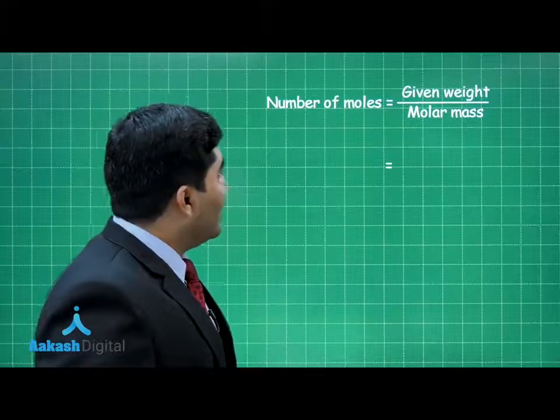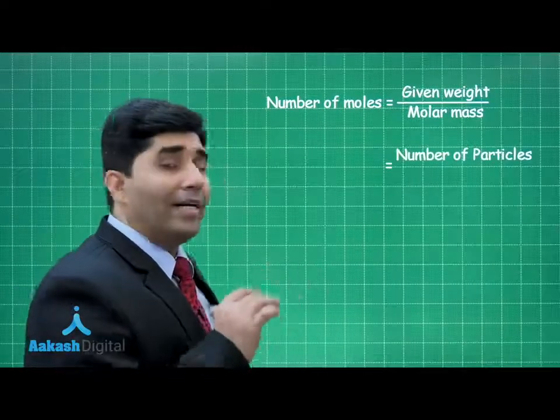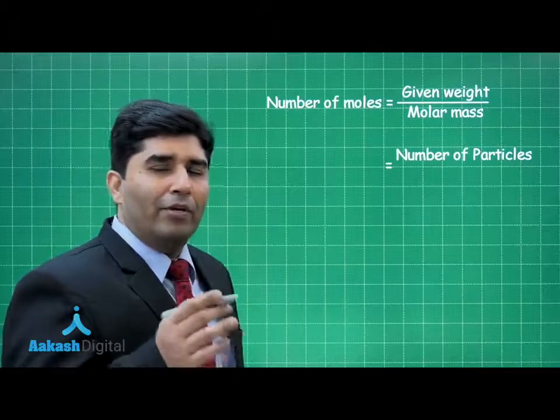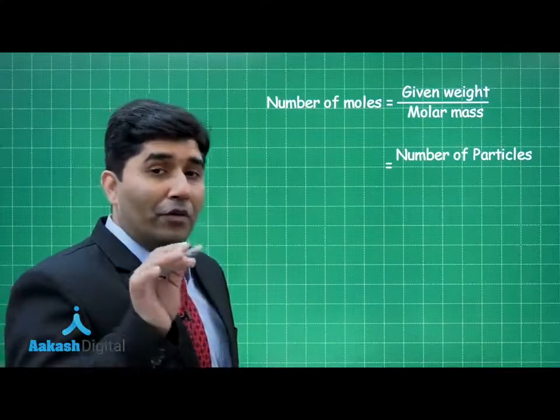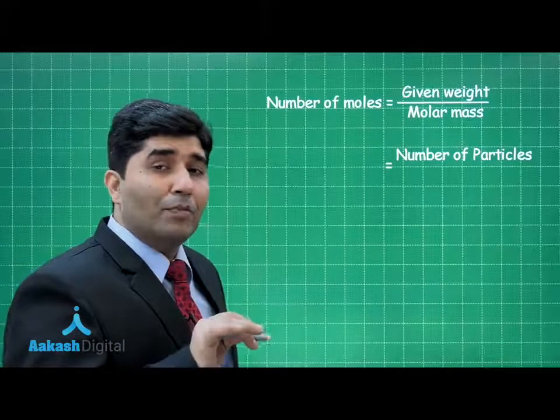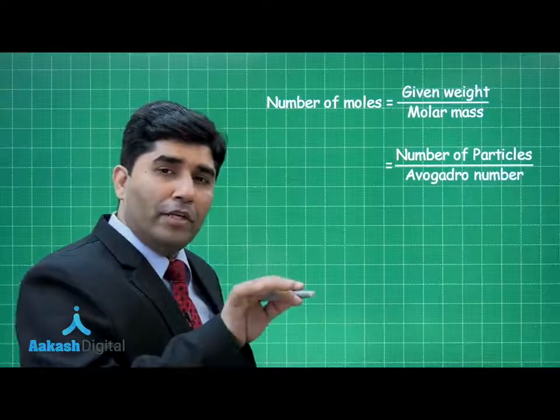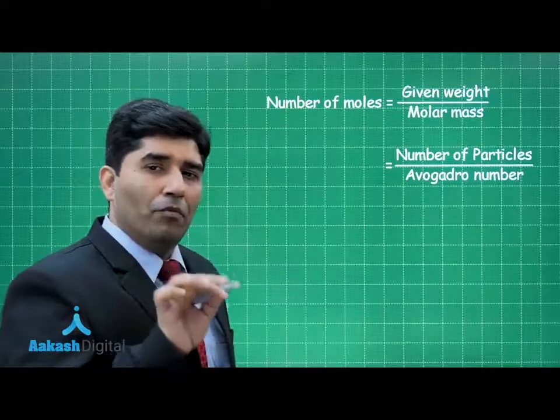In the second case, number of particles are given to you. Number of particles can be atoms, molecules or ions. If you divide those number of particles by Avogadro number, that is 6.023 into 10 to the 23, you will get the number of moles.